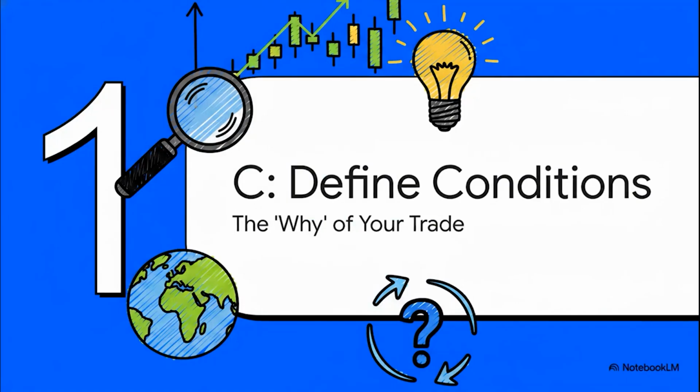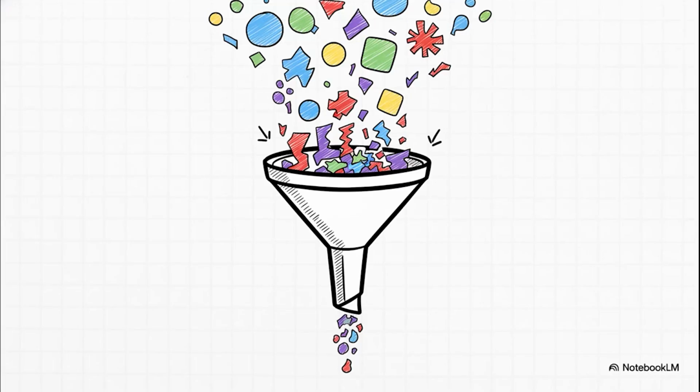So let's dive into the first pillar, which is arguably the most important one. C for conditions. This is all about answering one fundamental question. Why should I even be considering this trade in the first place? See, your conditions are your non-negotiables. They are your rules of engagement. They're basically a giant filter. If the market environment isn't exactly right according to your rules, you just don't trade, period.